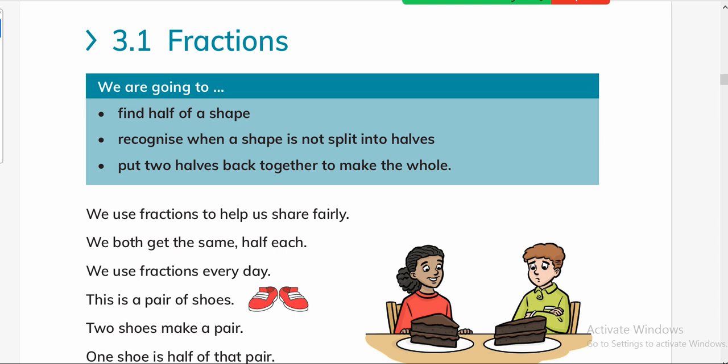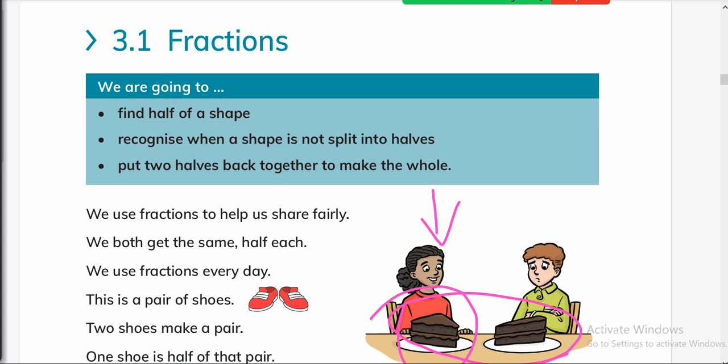Okay. So there are two pieces of cake. Did they cut them into equal parts? No, the girl is cheating. She has the bigger piece. She has the bigger portion of the cake. That's why the boy is looking sad. He's saying, "Oh no, my cake is smaller."